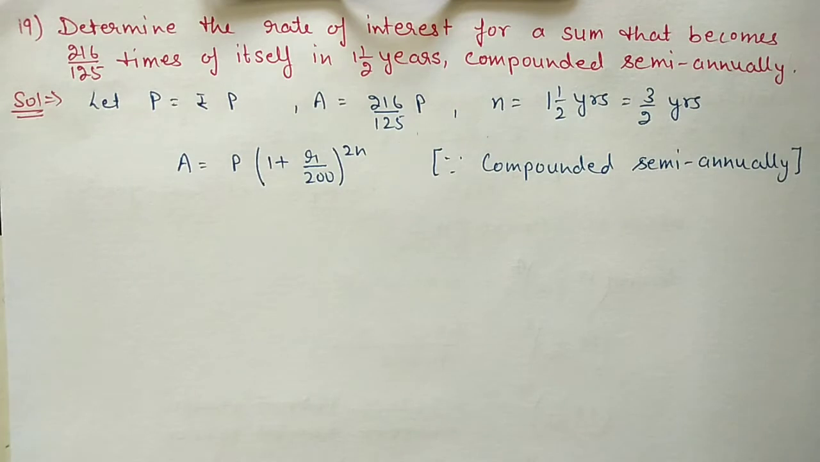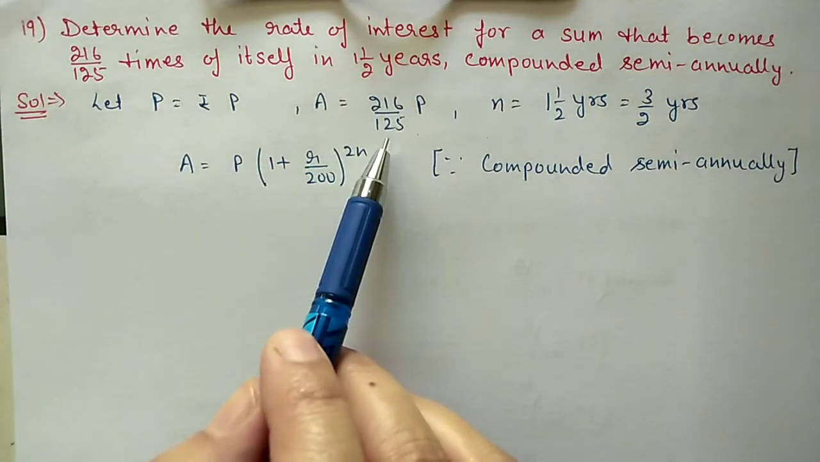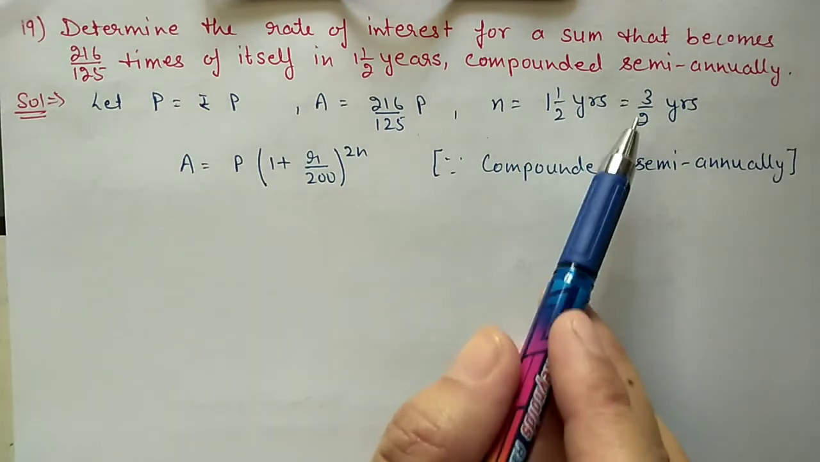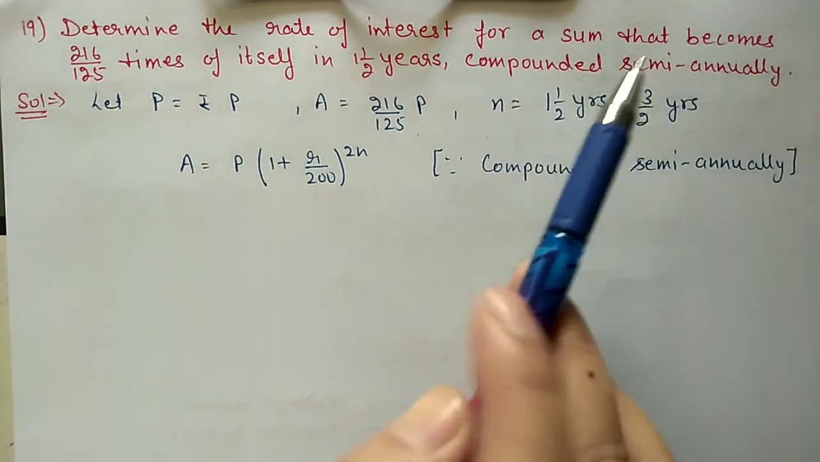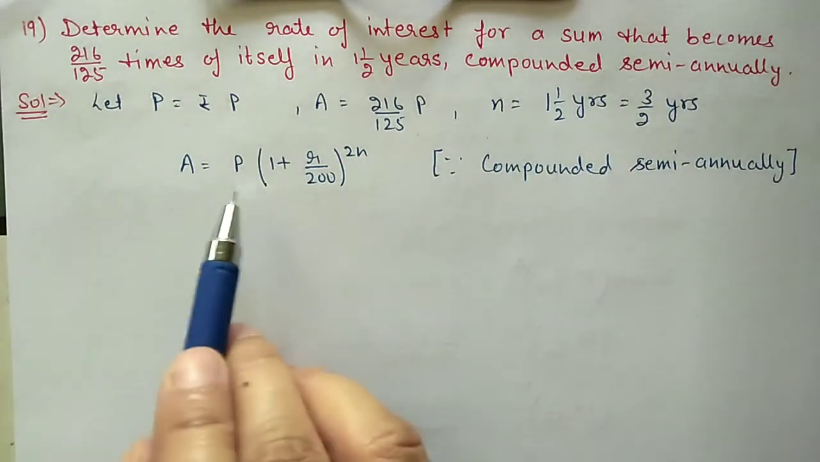Next question number 19. Determine the rate of interest for a sum that becomes 216 by 125 times of itself in 1.5 years, compounded semi-annually. So here principal money is not given. So we will take, let the principal money be P, then the amount will be 216 by 125 times of P. Time is given 1.5 years, which we can write as 3 by 2 years. Because it is compounded semi-annually, we will use the half yearly formula.